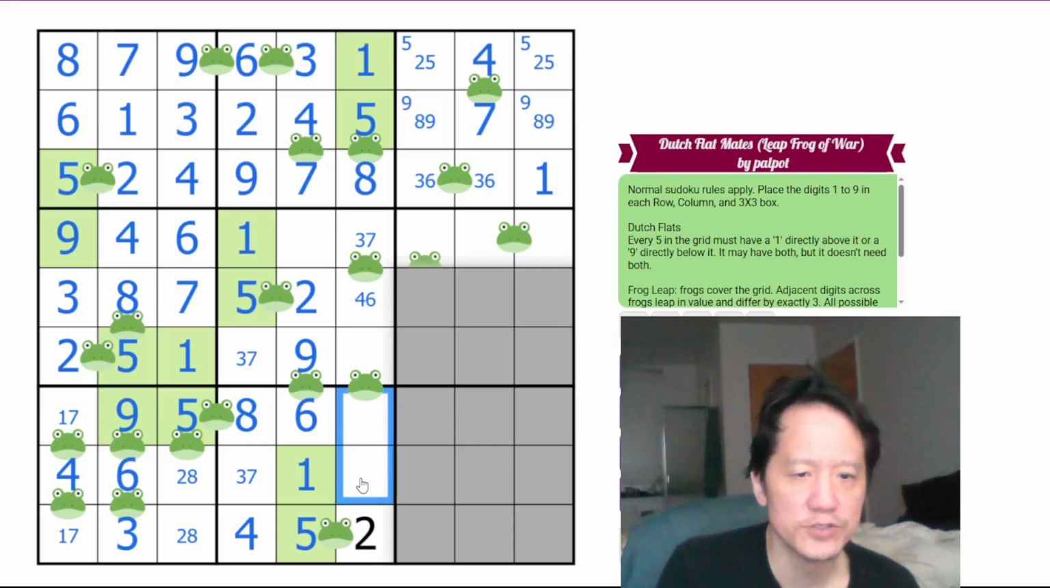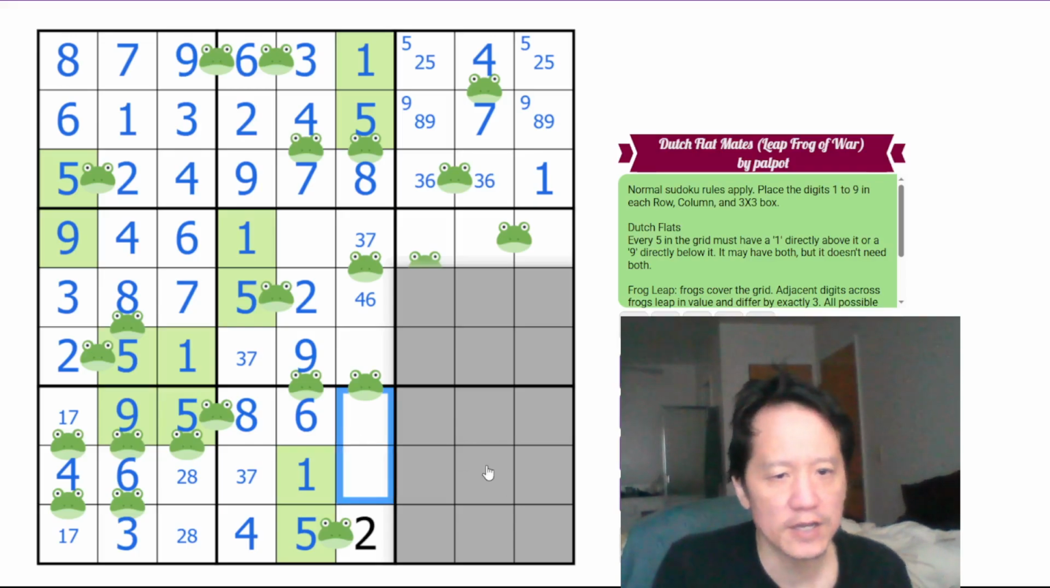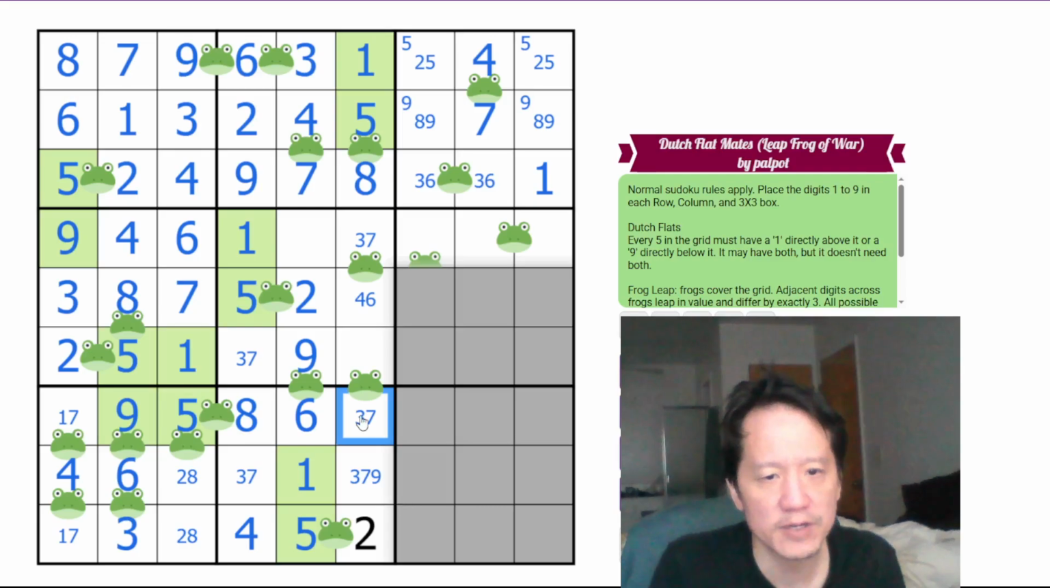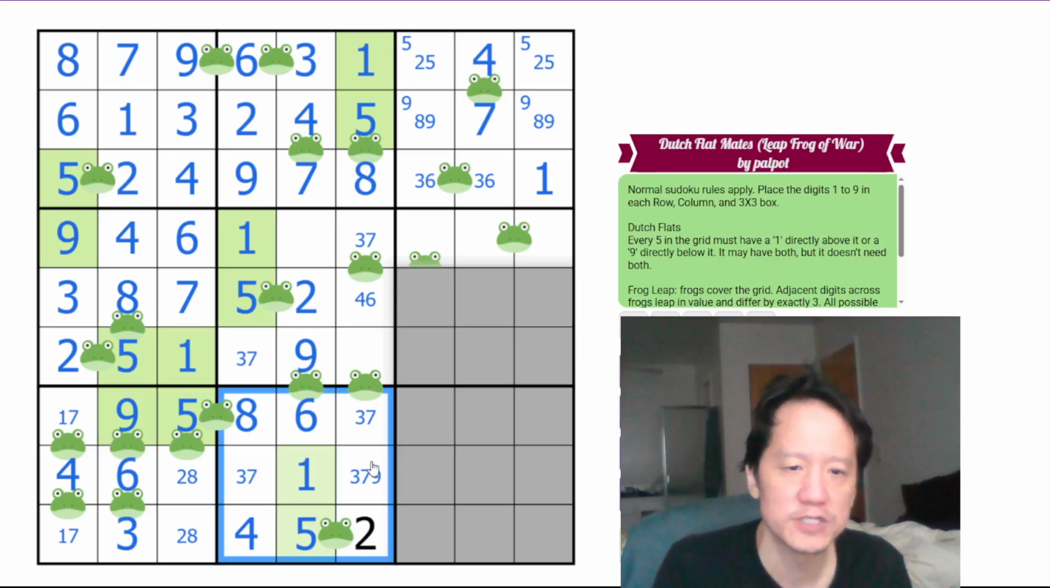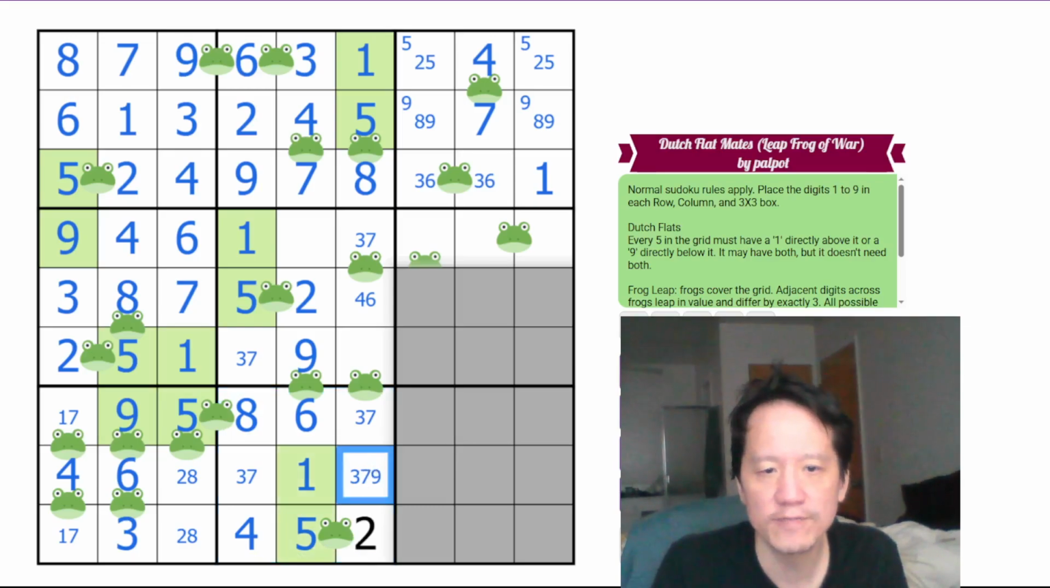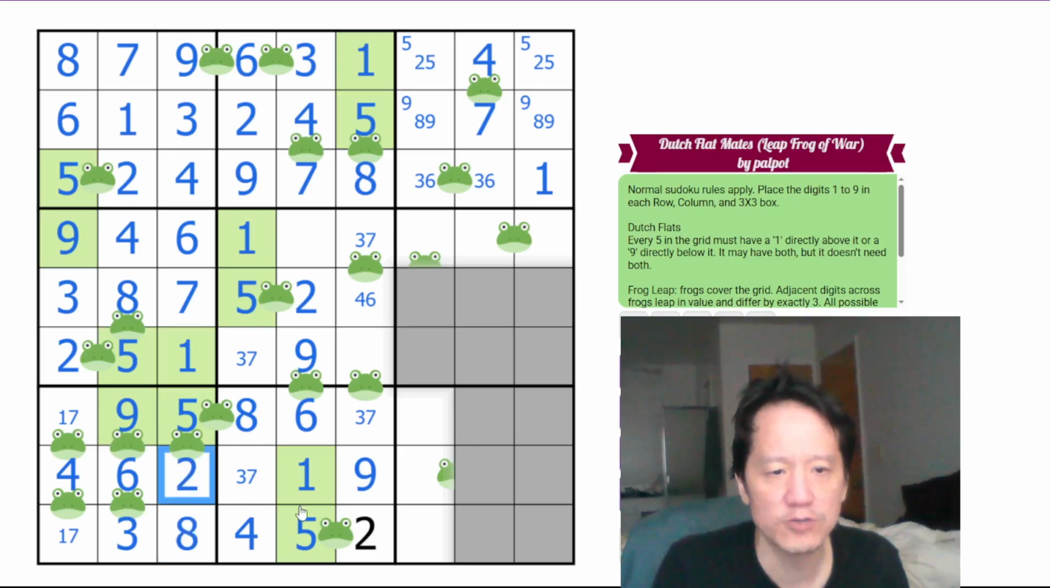Well, what are these 2 digits possibly? It's 3, 7, and 9, right? But this can't be 9. We have a 3, 7, 3, 7 pair in this box now, which eliminates 3 and 7 from the rest of the box. Therefore, this is 9. This 2 means this is an 8, which makes that a 2.